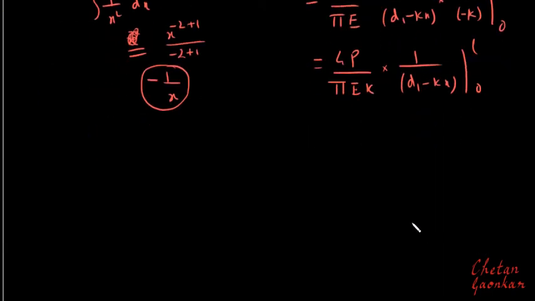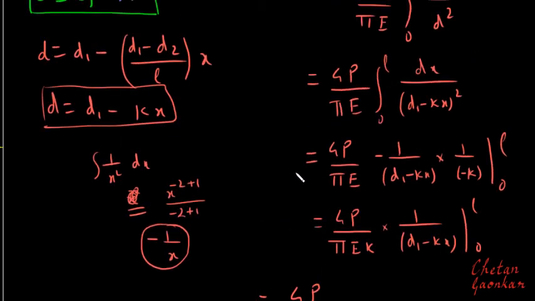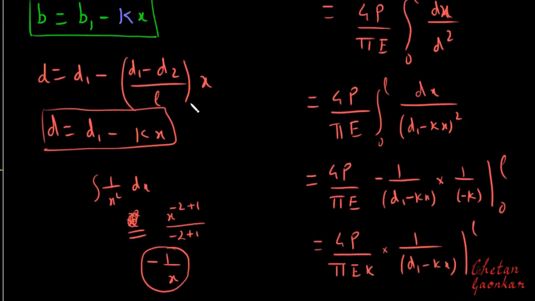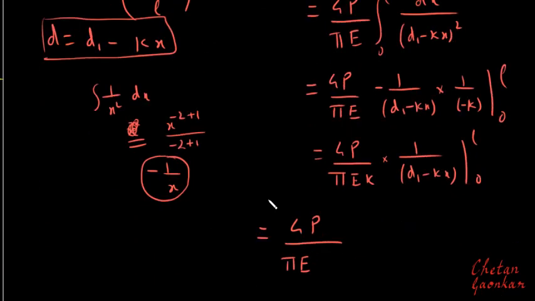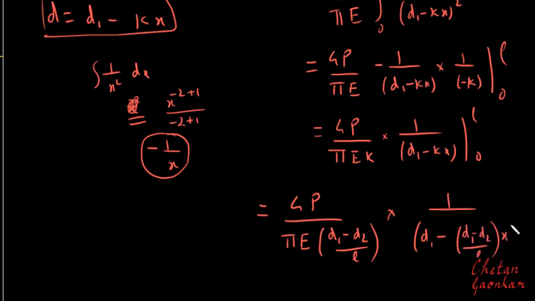Then at this stage I can substitute what k is. So this will be 4P divided by pi E. I know that k is d1 minus d2 divided by L. So k will be d1 minus d2 divided by L, and I can do this here also. I will write this k as d1 minus d2 divided by L, multiplied by x, and the limit goes from 0 to L.